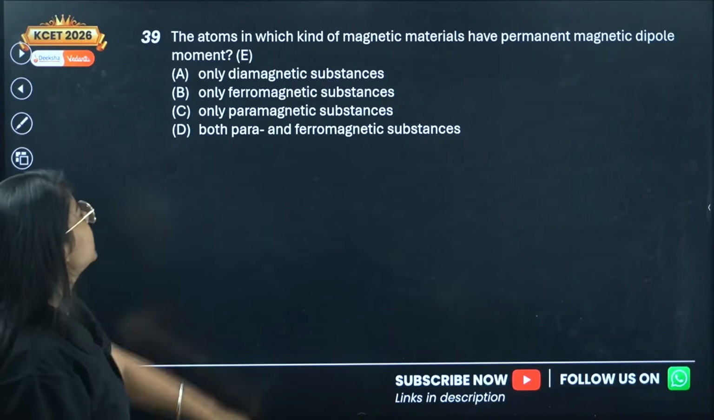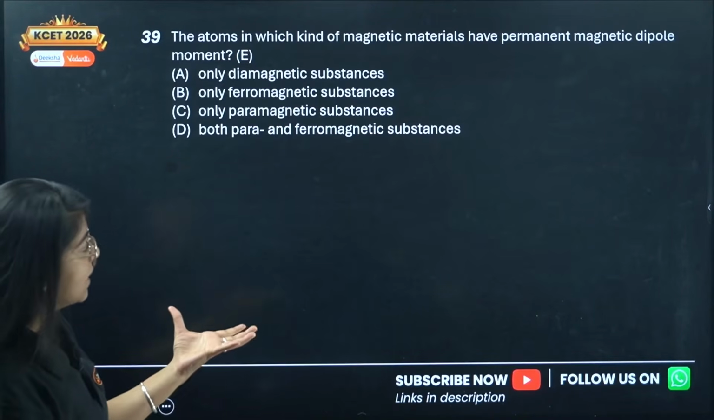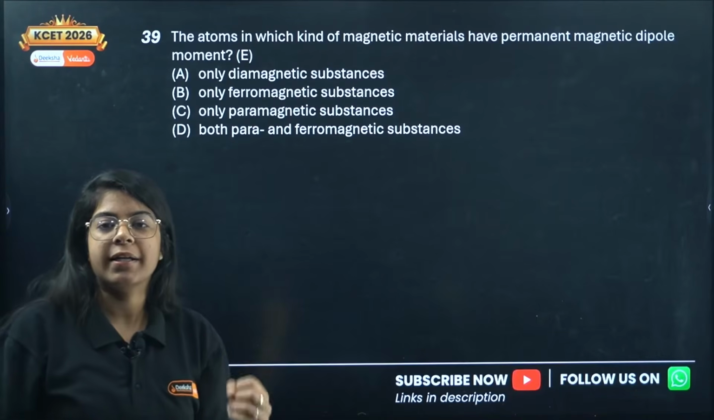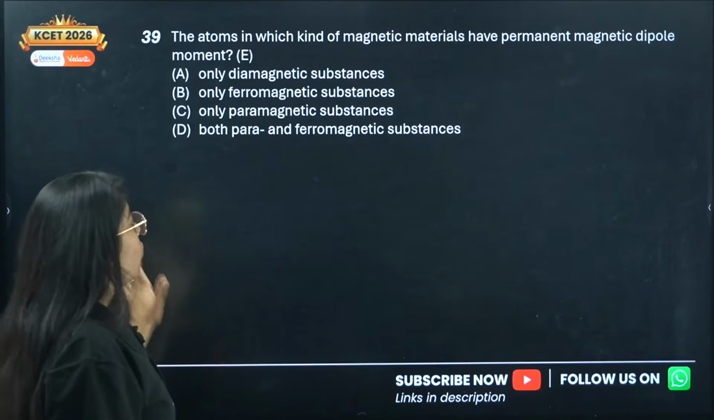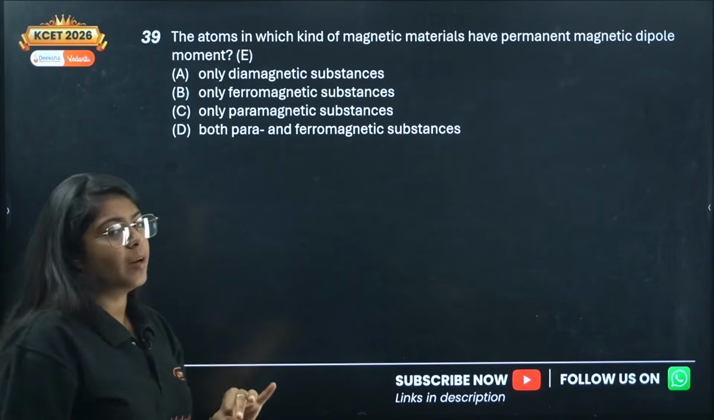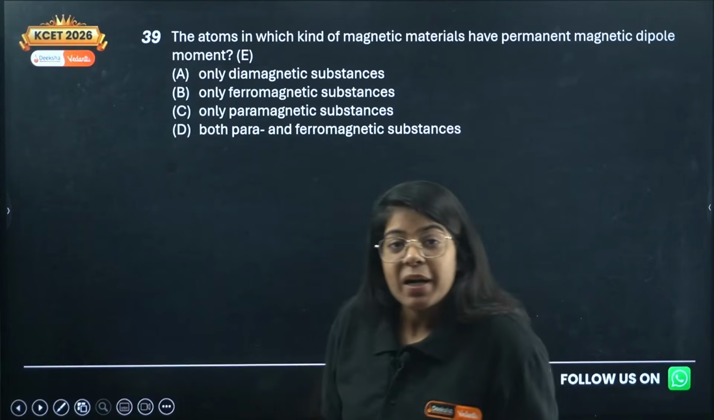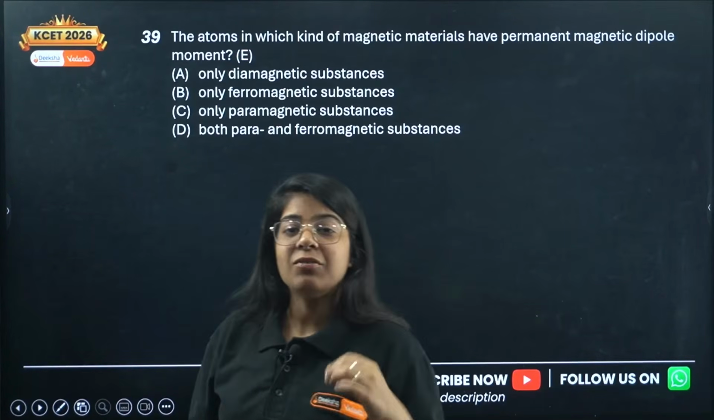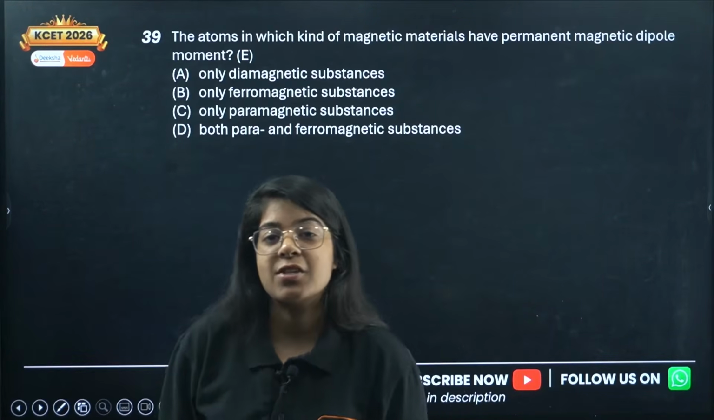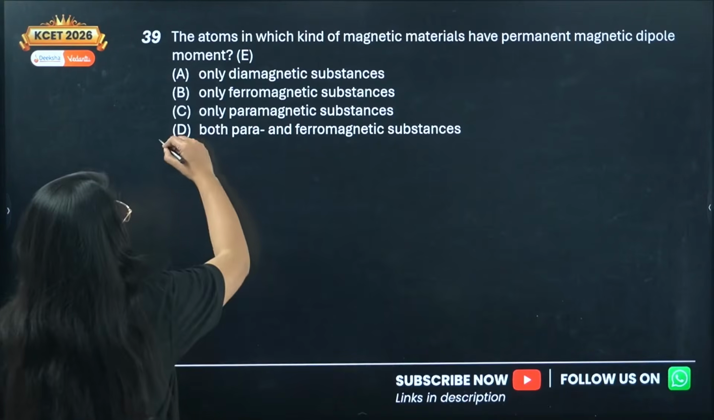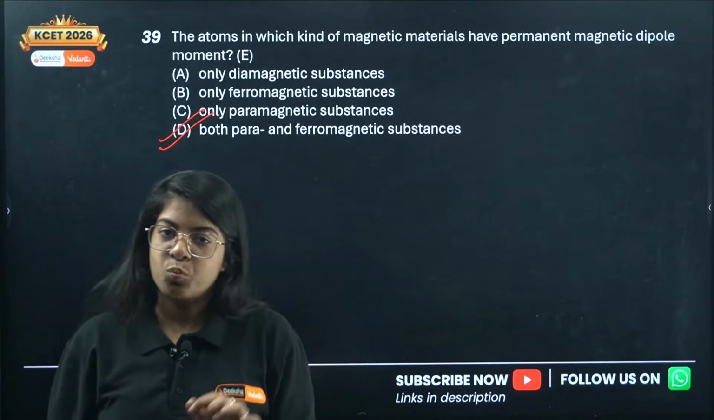Okay, 39th, the atoms in which kind of magnetic materials have permanent magnetic dipole moment? Only diamagnetic, only ferromagnetic, only paramagnetic, both para and ferromagnetic substances. Now, since we know diamagnetic materials are weakly repelled by a magnetic field, they definitely won't have a permanent magnetic dipole moment. That is the case of both para and ferro. Both para and ferro have permanent magnetic dipole moment.